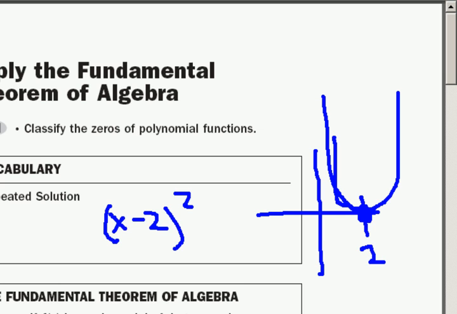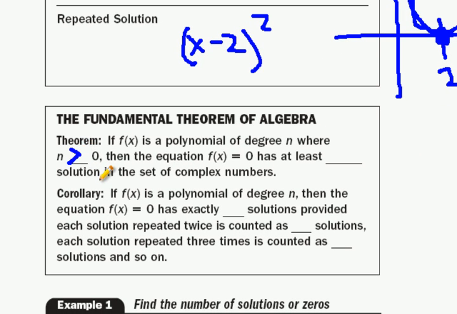When I look at the fundamental theorem of algebra, one of the concepts is that if f of x is a polynomial of degree n, where n is greater than 0, then the equation f of x equals 0 has at least one solution in the set of complex numbers, meaning all real numbers plus complex ones.